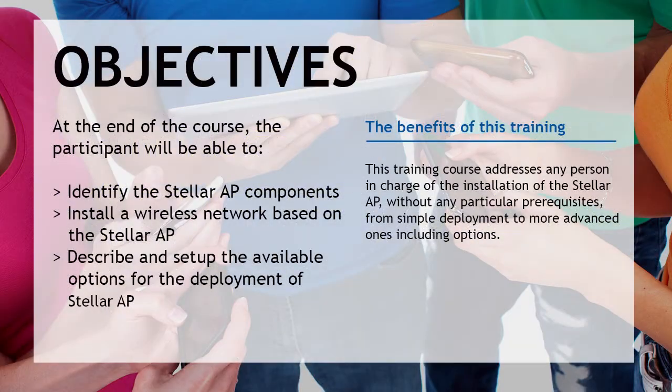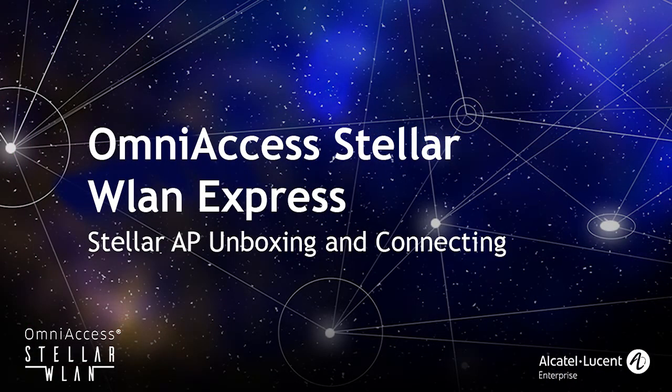At the end of the course, the participant will be able to identify Stellar AP components, install a wireless network based on the Stellar AP, describe and set up the available options for the deployment of Stellar access points. This course is for anyone installing a Stellar AP and covers simple to more advanced deployment with options. There are no prerequisites. In this module, you'll learn about the Stellar AP and how to connect it to your network.